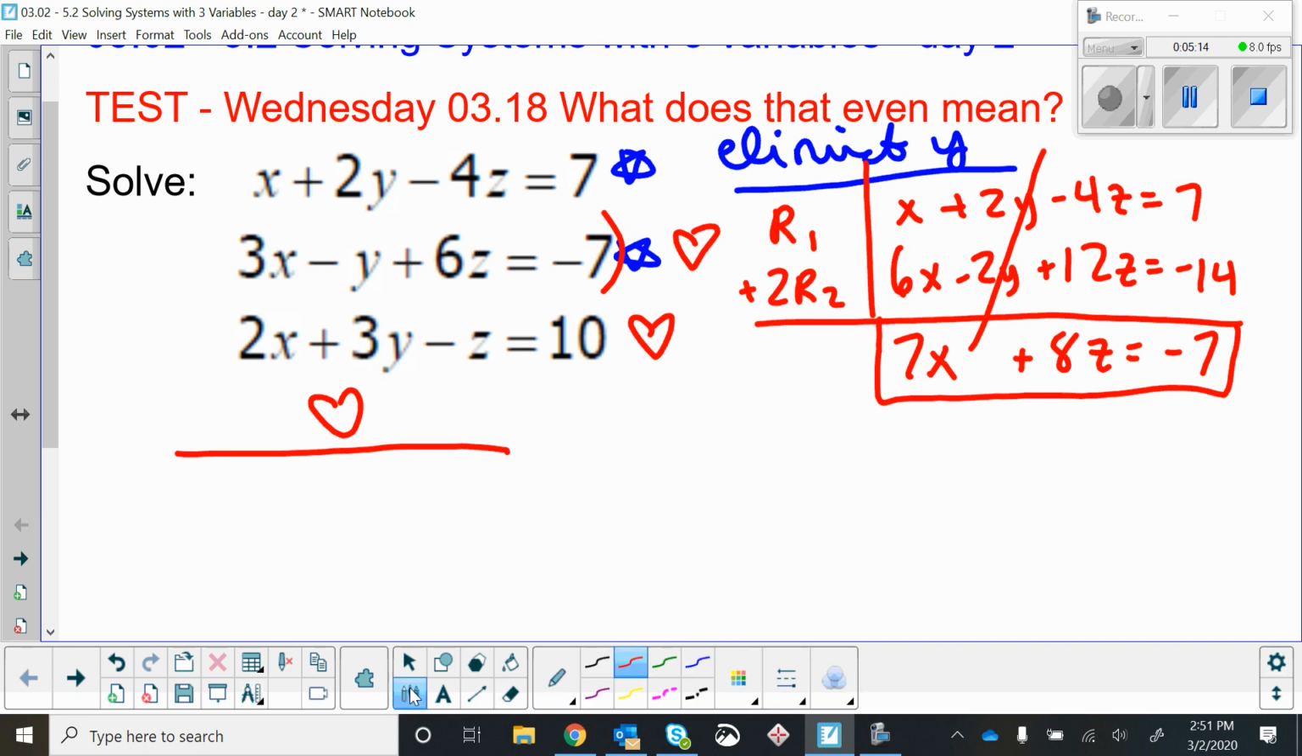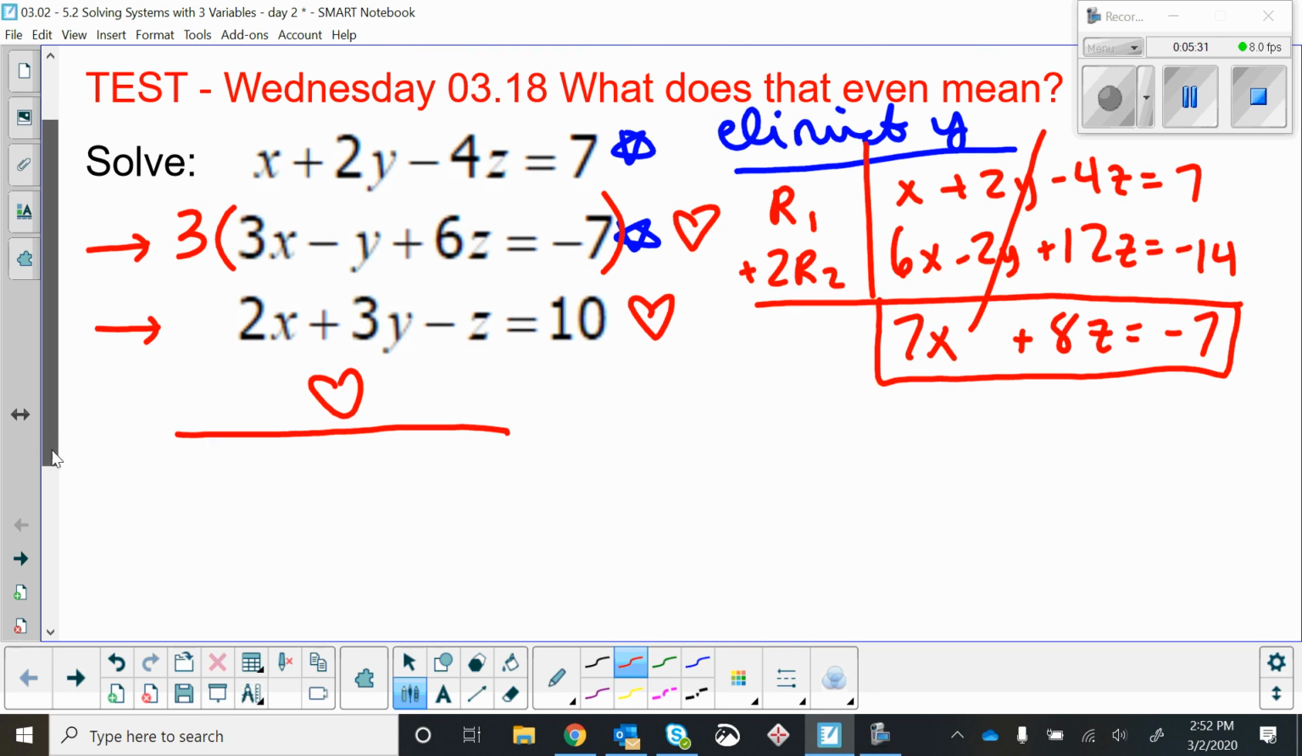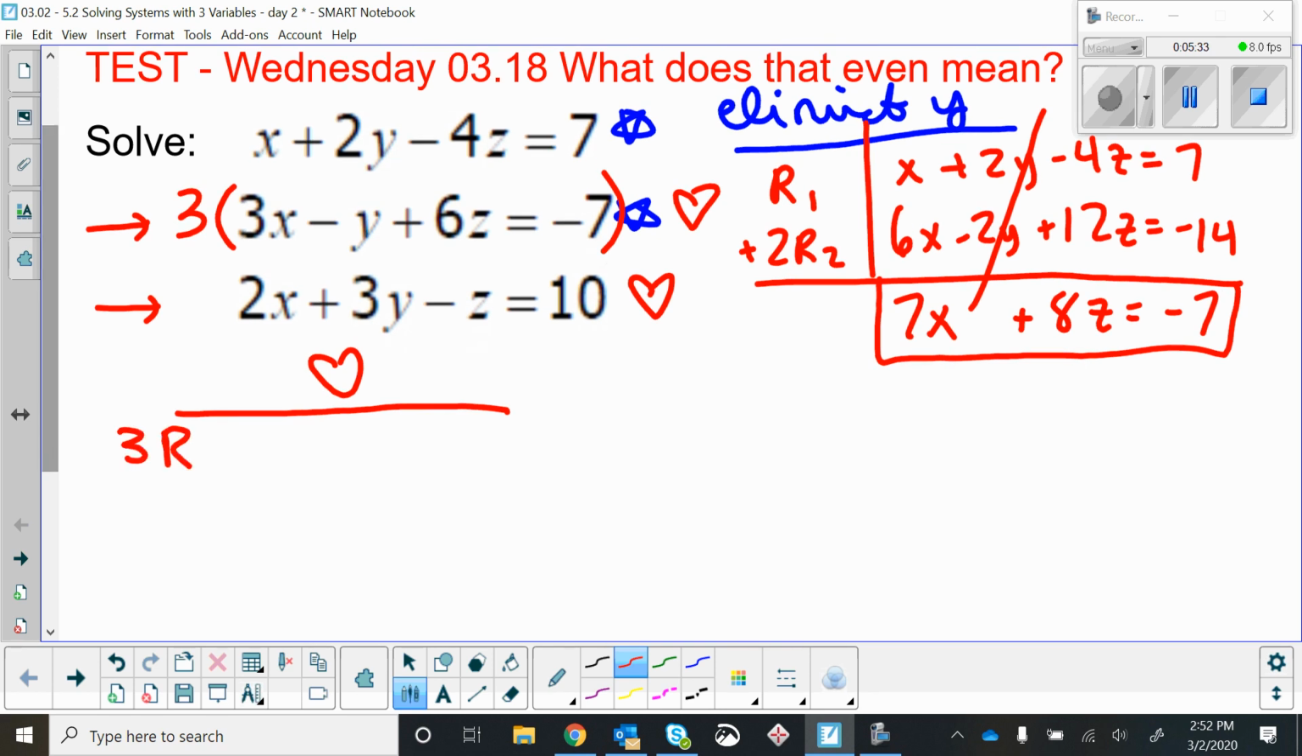And we're trying to get rid of y. I'm looking at these two. They don't cancel out if I add them right now. I would really, really like a 3 to be right here for these to cancel. So because I want it to be 3, I'm just going to multiply everything there by 3. I'm going to do 3 times row 2 and add it to row 3.